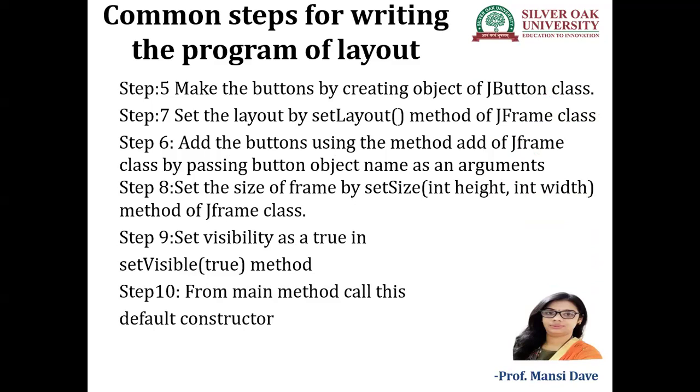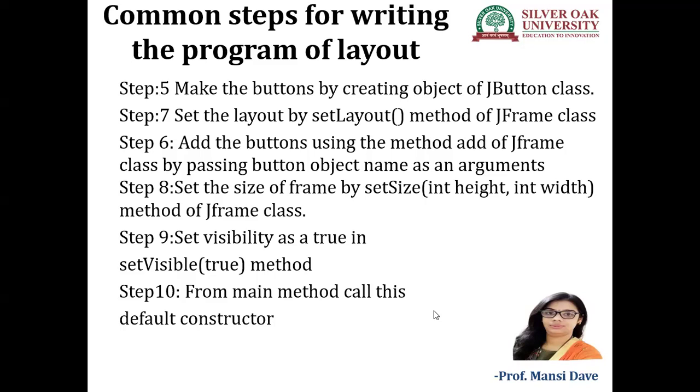Step number 5 is to create the object of the JButton class. Step number 6 is set the layout. Step number 7 is adding the button by using the add method. Step number 8 is set the size of the frame. Step number 9 is set the visibility of the frame to true. And step number 10 is to call the default constructor from the main method. Don't worry, once we discuss the four layouts, you will remember the steps easily.